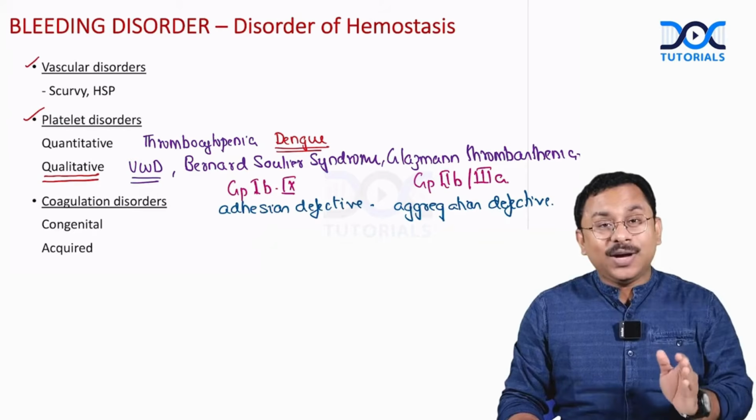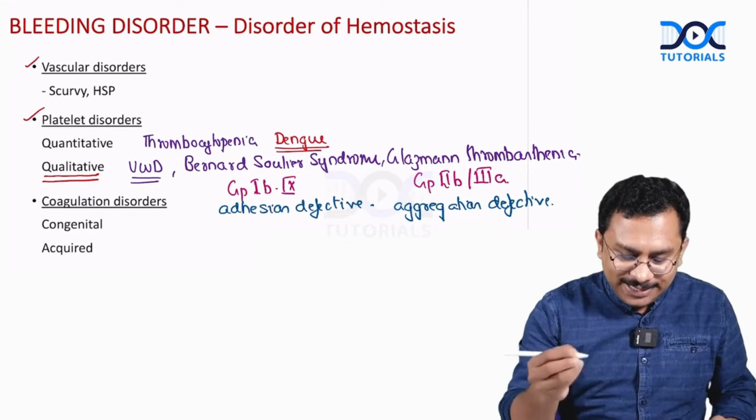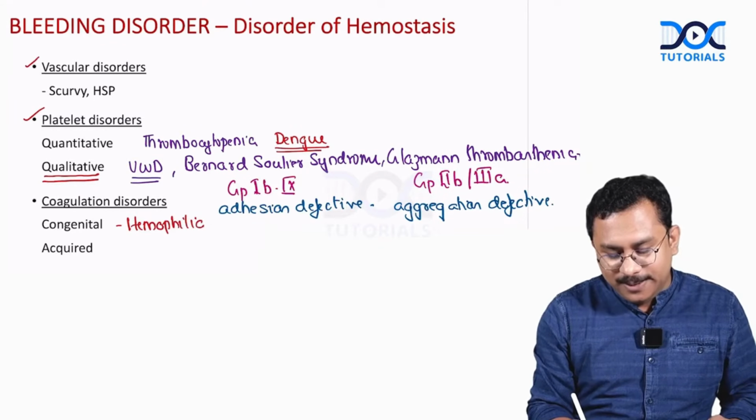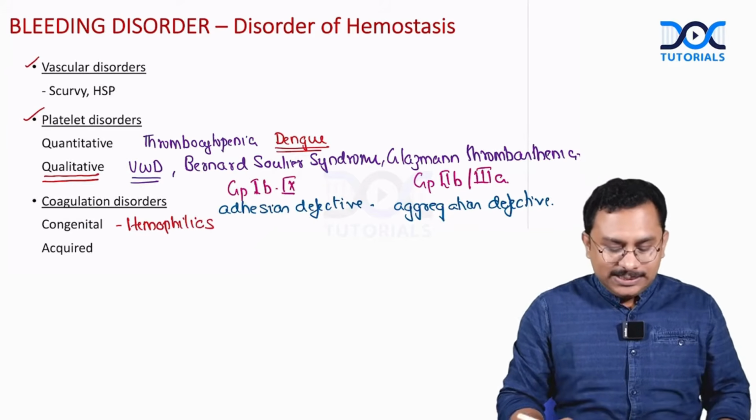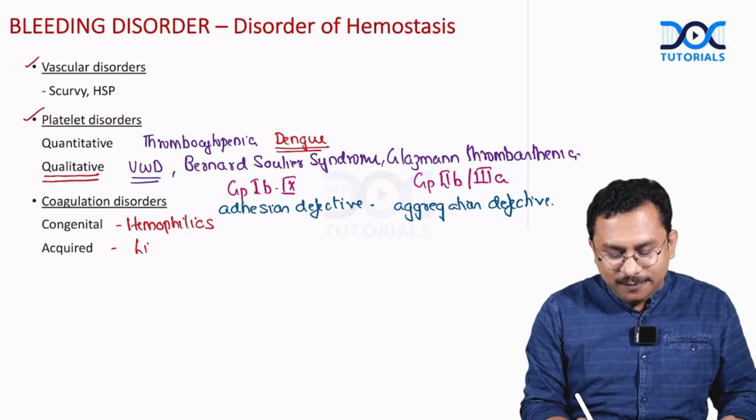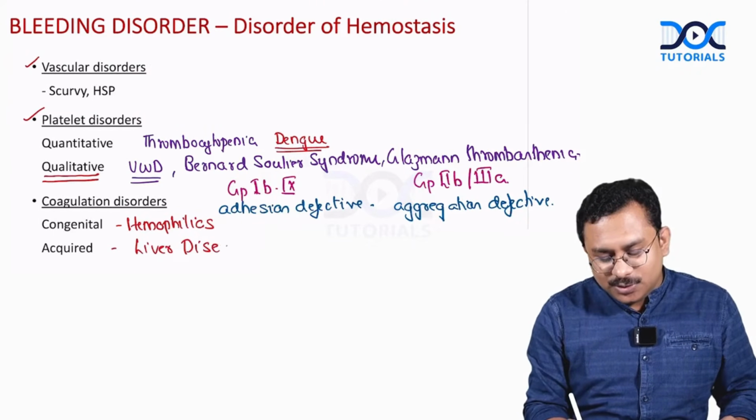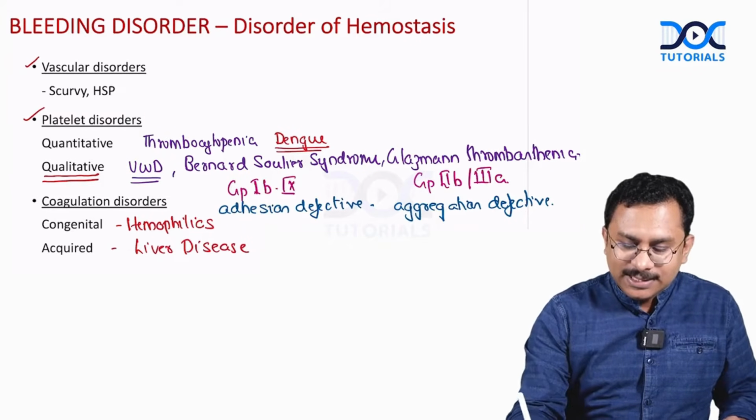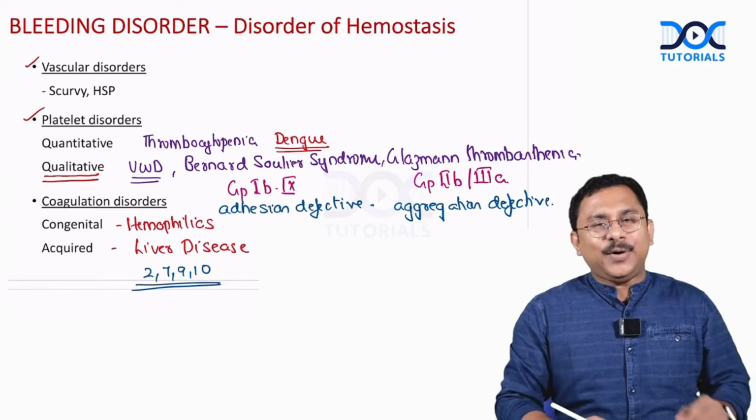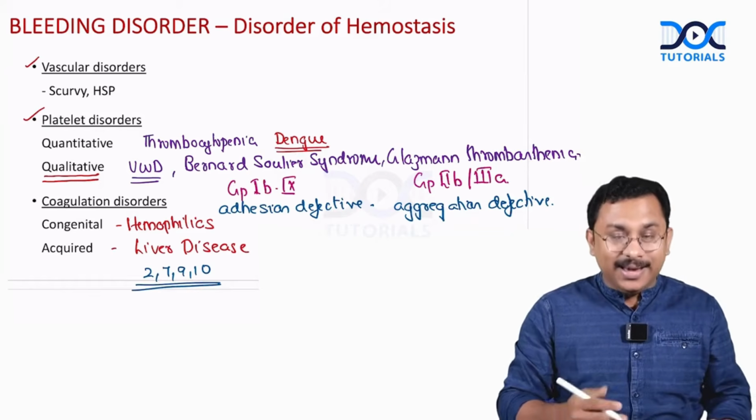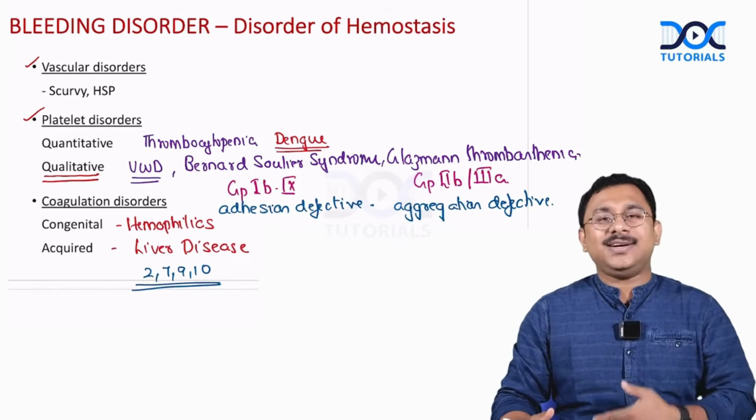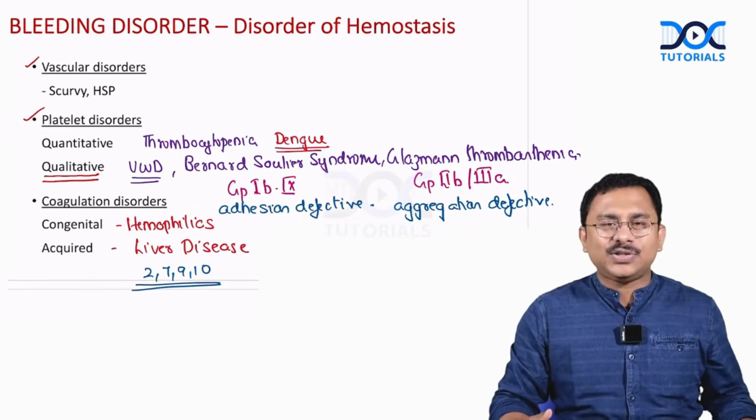Then coming to the coagulation disorders, which can be congenital, for example, the various hemophilias: hemophilia A, hemophilia B, hemophilia C. Then acquired coagulation disorders, multiple examples are there. I'm just giving you an example of liver disease. Patients with liver cirrhosis, especially in the decompensated stage, since the liver is important for clotting factors 2, 7, 9, 10, you can have a defect in the production of these clotting factors, resulting in, again, a coagulation disorder. Also, acquired coagulation disorder can be because of certain drugs, anticoagulants, which can produce coagulation defects.